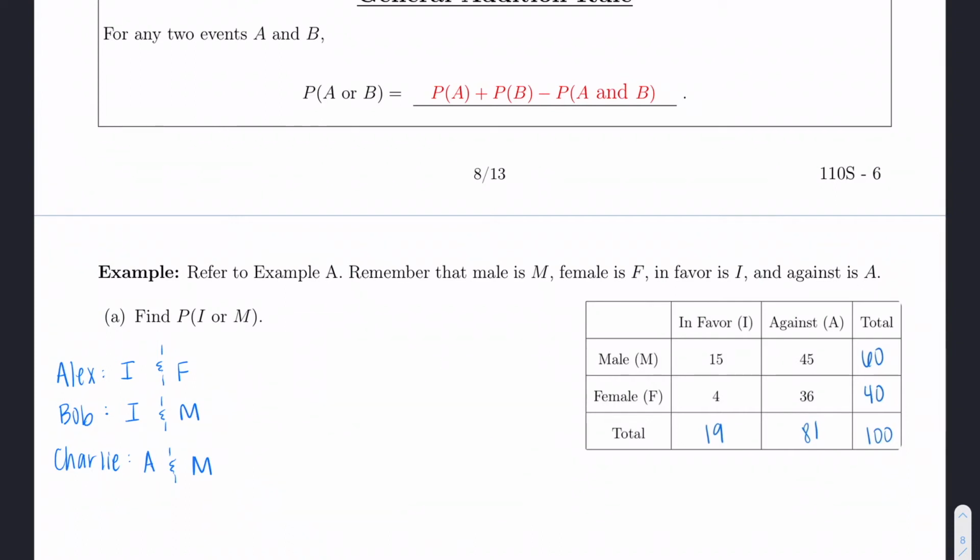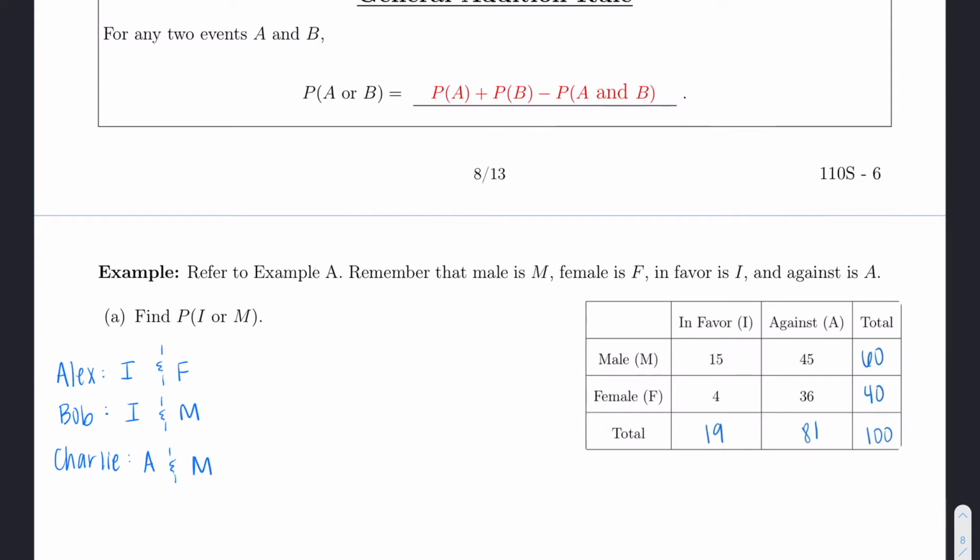Now we're moving on to probabilities with the word "or," rather than the word "and," separating our two events. And so to find that probability, we're going to have to find these three probabilities first. And so let's go back to example A, which is the example with the 100 employees and whether or not they were in favor of working 4 days a week.